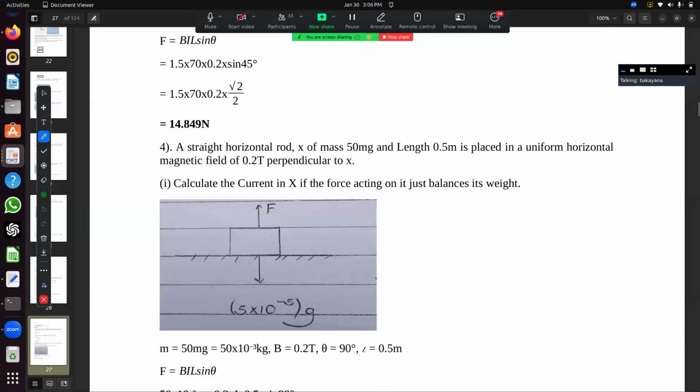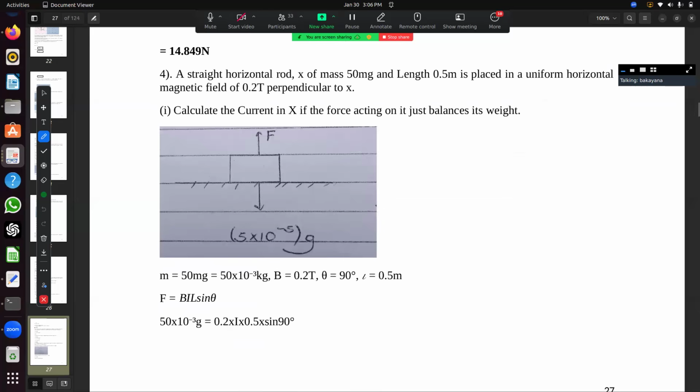Now still this one, a straight horizontal rod X of mass m and length l is placed in a uniform magnetic field. We looked at this, that when a straight conductor is placed in a region of magnetic field, to balance horizontally, the magnetic force balances the weight of the conductor. You know the magnetic force is BIL sin θ, the weight of the conductor is mg. It's a matter of substitution.